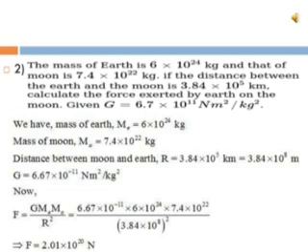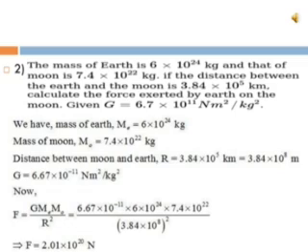What is its solution? Given that mass of the earth ME is equal to 6 into 10 the power of 24 kg. Mass of the moon MO is equal to 7.4 into 10 the power of 22 kg, and the distance between the moon and the earth r is equal to 3.84 into 10 the power of 5 kilometer, which is equal to 3.84 into 10 the power of 8 meter, since 1 kilometer is equal to 1000 meter.